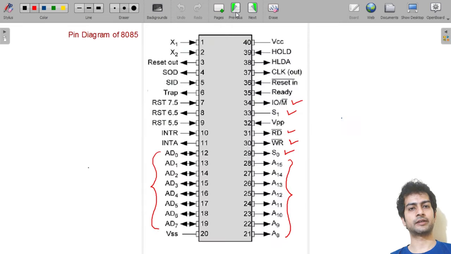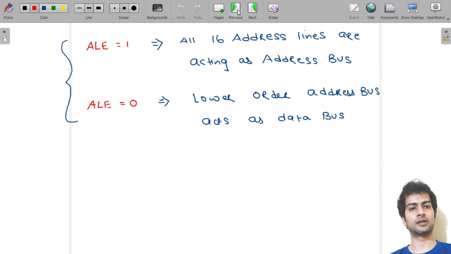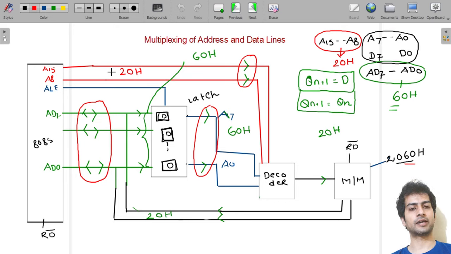See, if I take you a little further, then you will correlate all this. What I discussed here, we were having address 2060H. This is our higher byte. The higher byte gets latched with the higher order address lines, and it directly comes to the decoder. And this is our lower byte, 60H, which will come in our lower order address bus, that is A7 to A0. It will come from AD7 to AD0. I told you how it is coming.